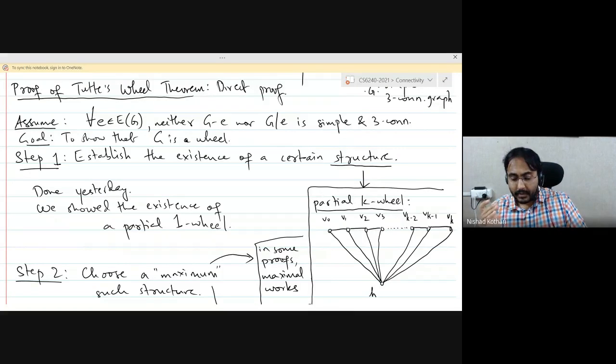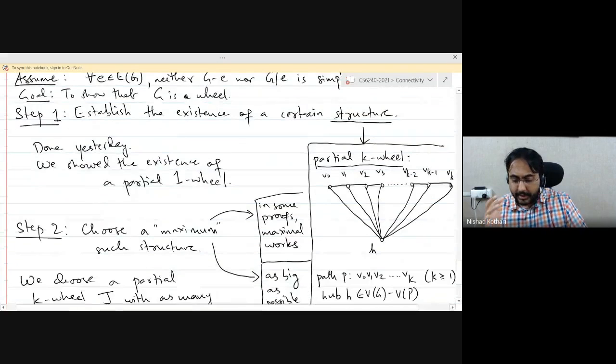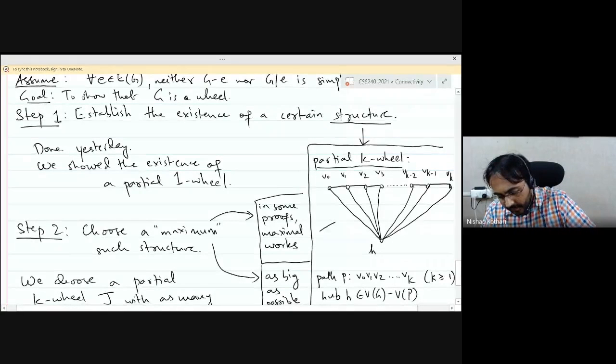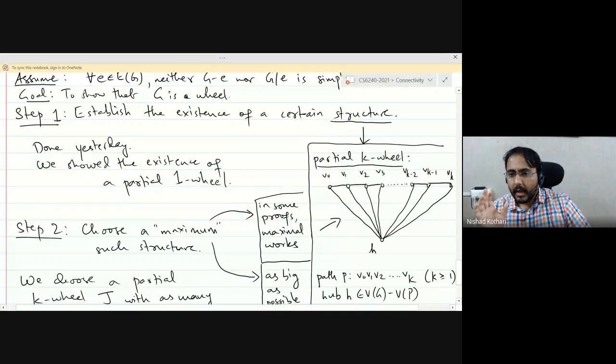Okay, so that is what we did. That is one of the things we did yesterday. So what is a partial K-wheel? It is a path P. So look at this drawing here. It is a path P, V0, V1 up to Vk. You can call the edges E0, E1, E2 up to Ek, right?